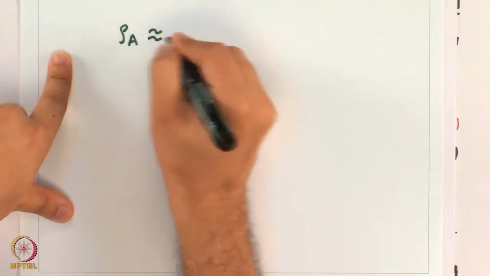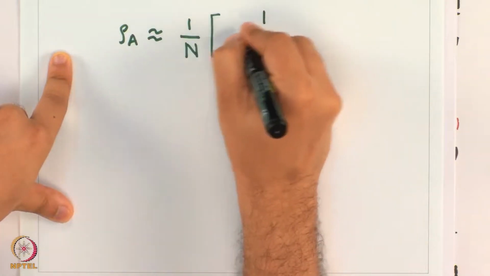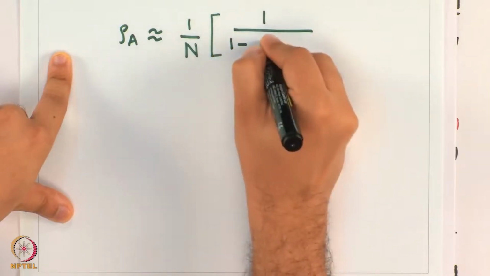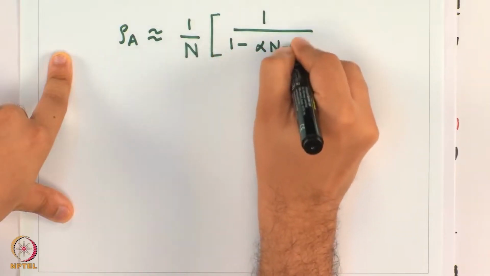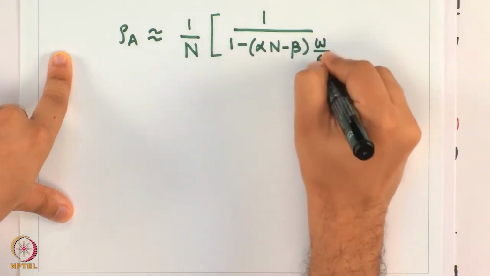We have rho A equals 1 upon n times 1 minus 1 minus alpha n minus beta times omega by 6.